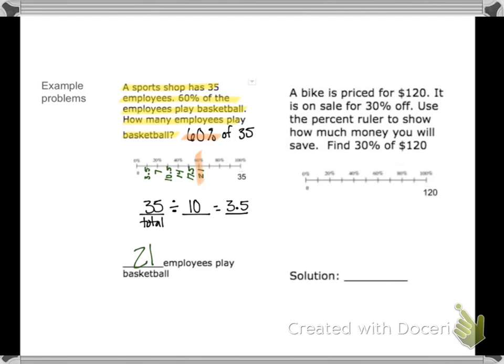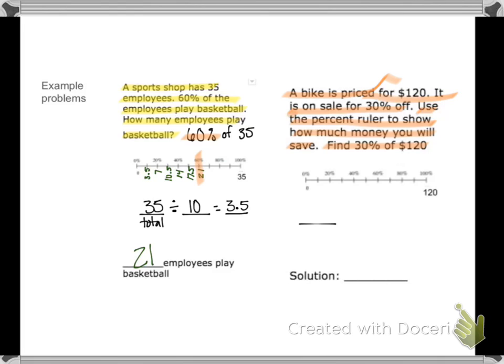This one says a bike is priced for $120. It's on sale for 30% off. Use the percent ruler to show how much money you will save. Find 30% of 120.